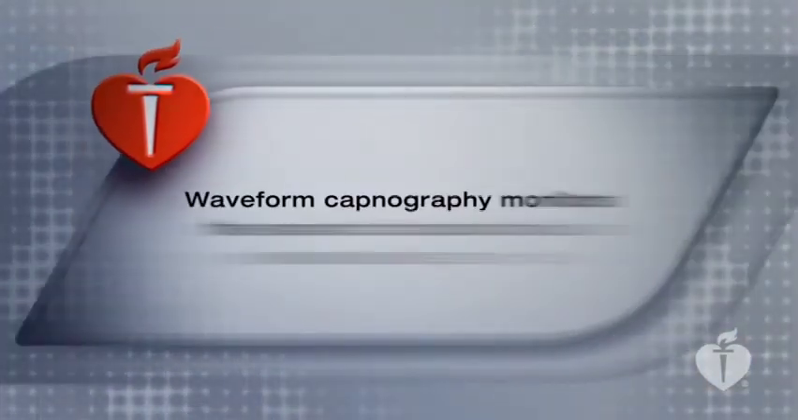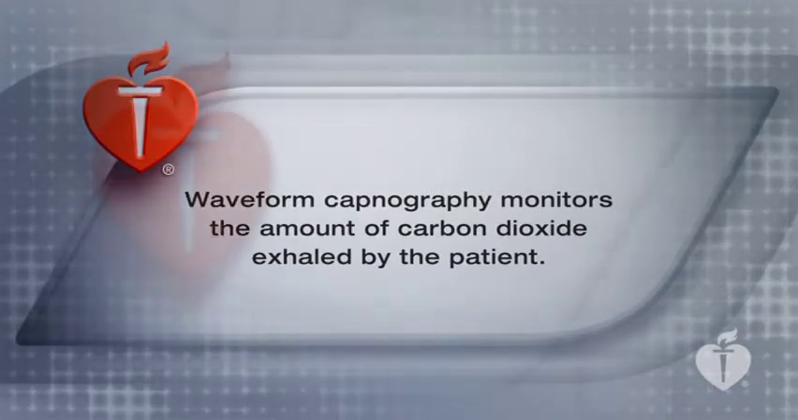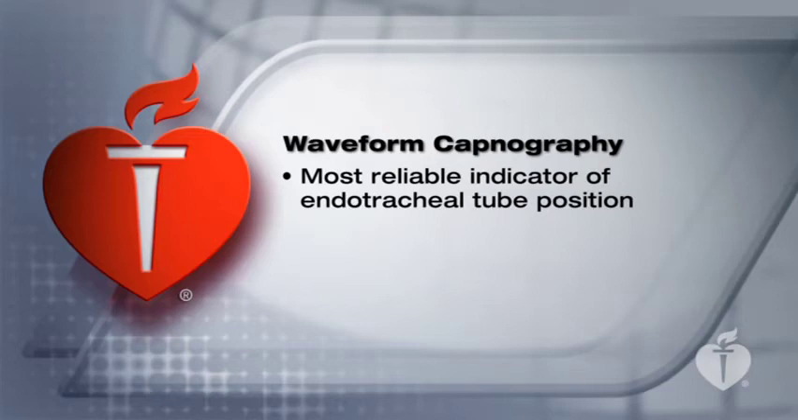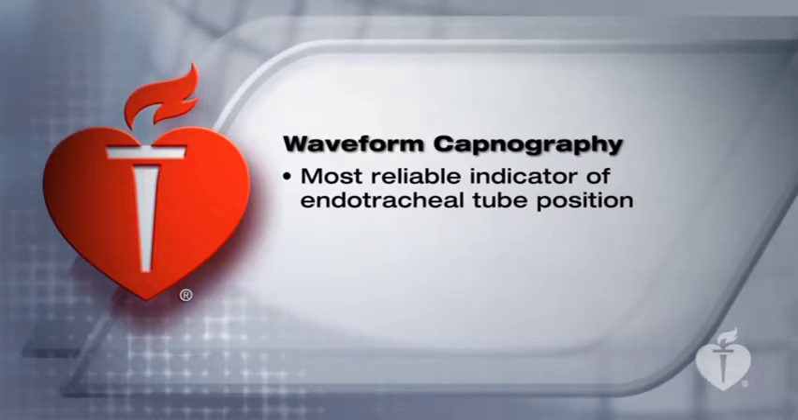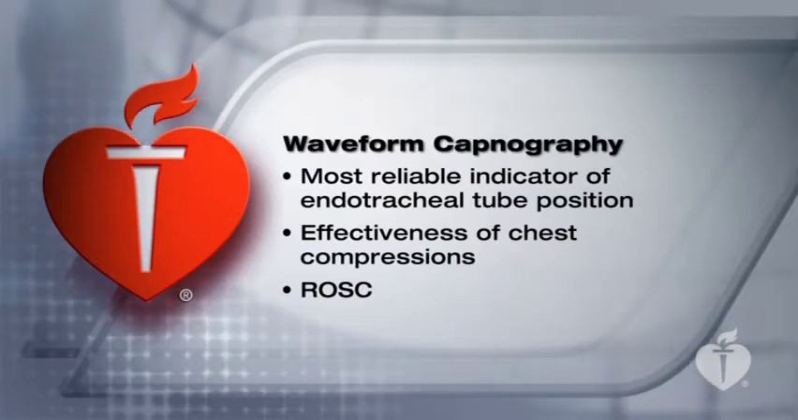Waveform capnography is the most reliable and quantitative method for doing this. Waveform capnography monitors the amount of carbon dioxide exhaled by the patient. It's the most reliable indicator of endotracheal tube position during cardiac arrest. It also serves as a physiologic monitor that provides information about the effectiveness of chest compressions and the return of spontaneous circulation, or ROSC. The American Heart Association recommends using waveform capnography as a way to confirm and monitor the placement of an endotracheal tube.